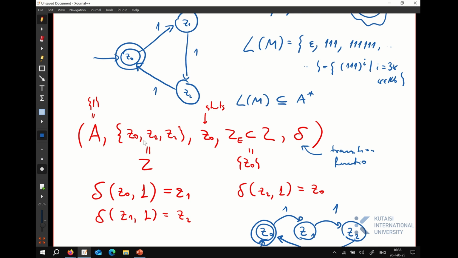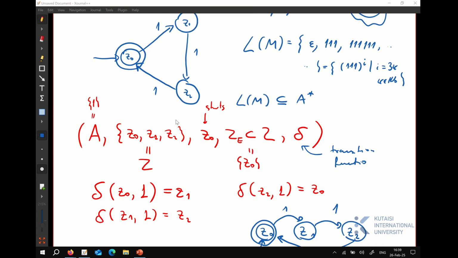Unless you know some other stuff and somebody explained to you how this machine operates, that it goes from Z0 to Z1 according to delta, and then it goes from Z1 to Z2 according to delta, and that it is accepting whenever the input is finished and you finish in Z0, if they do not tell you this, you do not know that this is how it works. There is some extra information that I have to tell you that will specify how DFAs work in general. And that extra information is called the configuration.